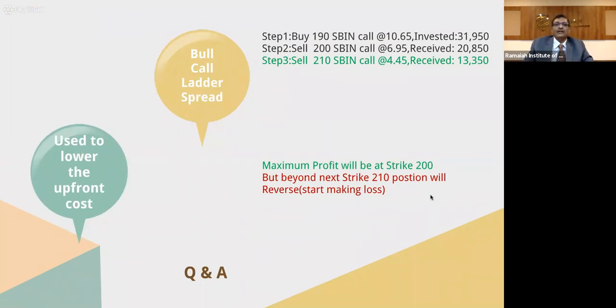And there is another, I know we are running a little bit short on time, but there is a third bullish view, known as a bull call ladder spread, and this is also used as an adjustment strategy. And this, I would say, is a third strategy.